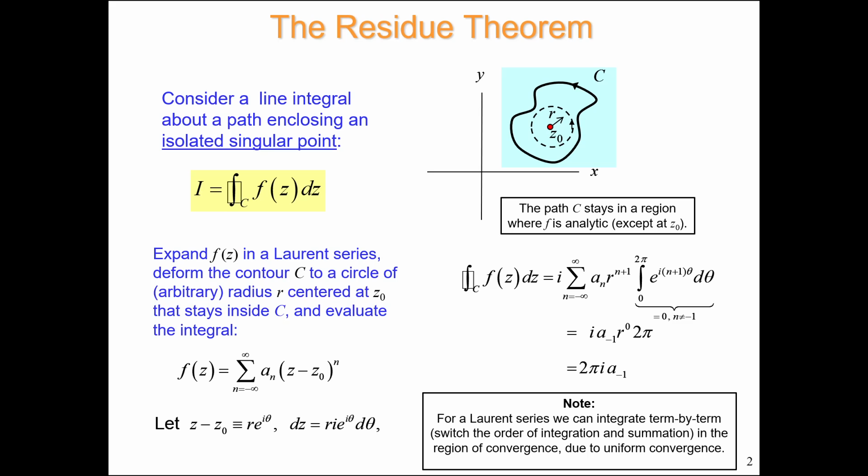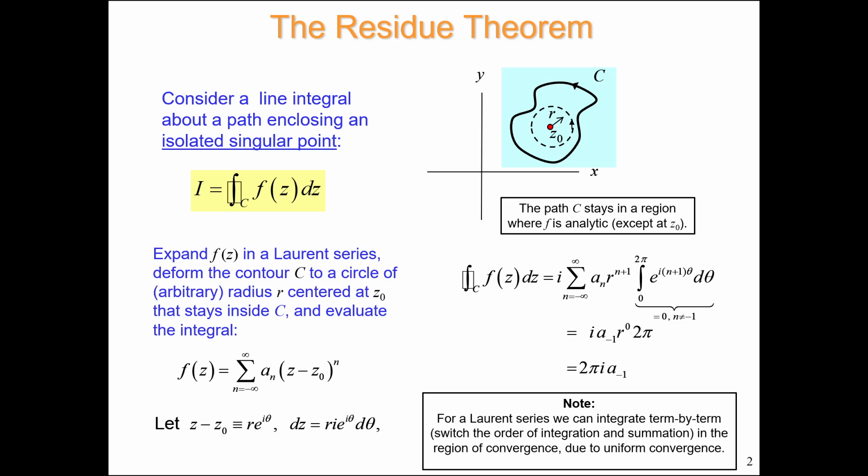f of z equal to the summation n equal to minus infinity to infinity of a n times z minus z0 whole power n. Here z minus z0 equal to r e power i theta, dz equal to r i e power i theta d theta. The path C stays in a region where f is analytic except at z0. So the integral over C of f of z dz equal to i times the summation n equal to minus infinity to infinity of a n r power n plus 1 times the integral from 0 to 2 pi of e power i into n plus 1 theta d theta. Evaluating this integral, it is 0 except for n equal to minus 1, which gives i a minus 1 times 2 pi. By the Laurent expansion, that is equal to 2 pi i a minus 1.